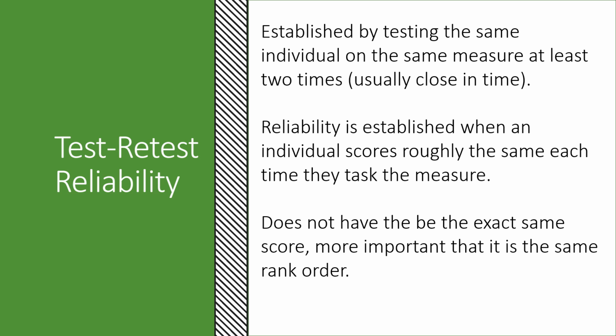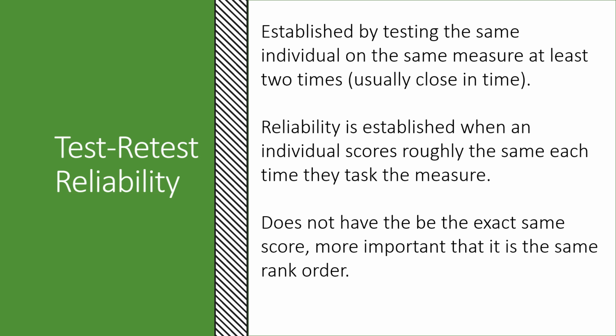The idea is, if you have me take a personality test and it says I am highly introverted, and the next day I take the same test, it should also tell me I'm highly introverted again. That would show test-retest reliability. You're getting the same pattern of scores on the same measure over time. Now it's important to point out that it doesn't have to be the exact same score. It's more important that it's the same rank order.